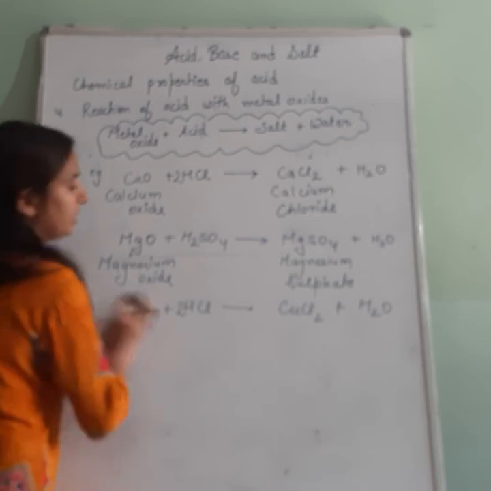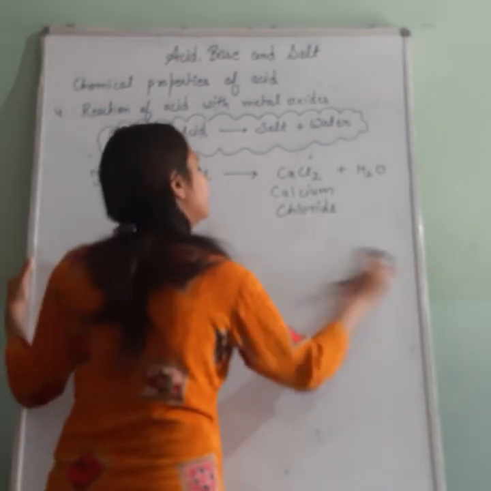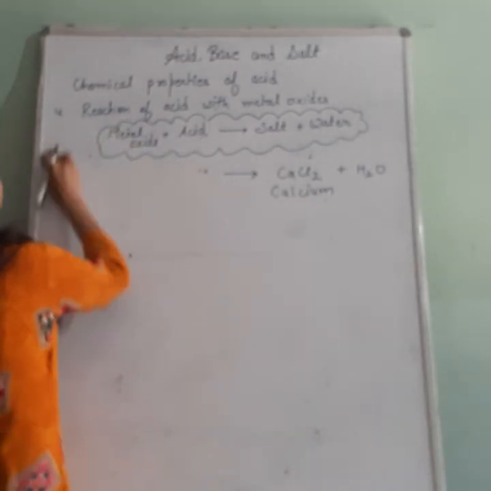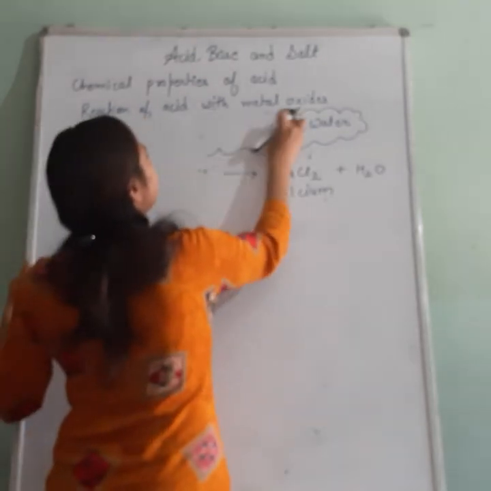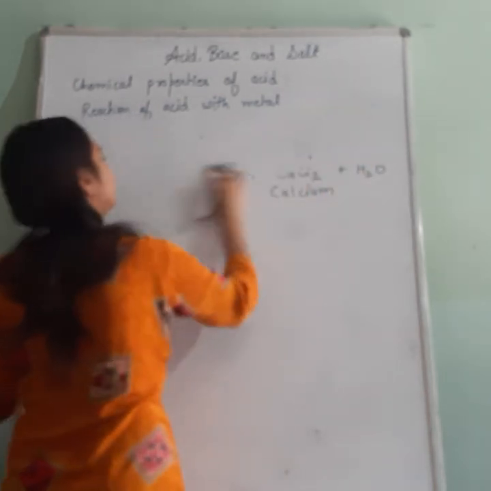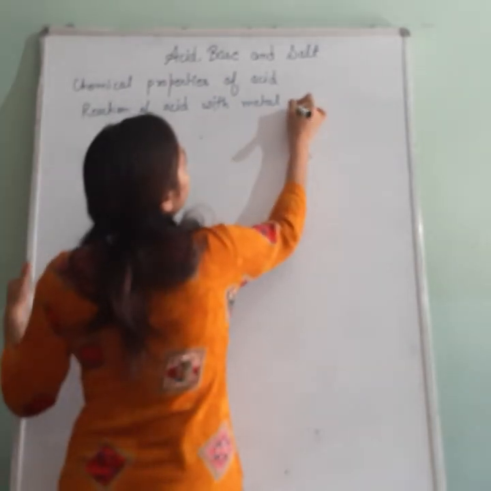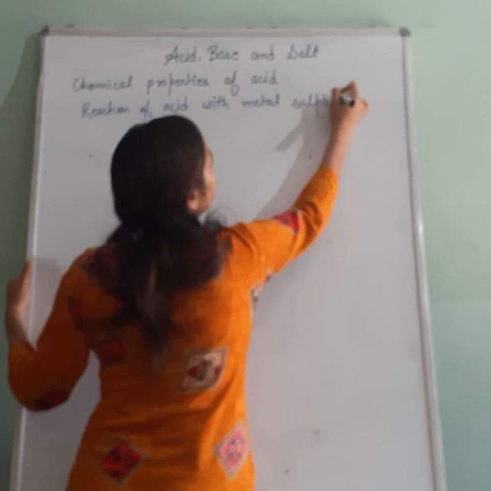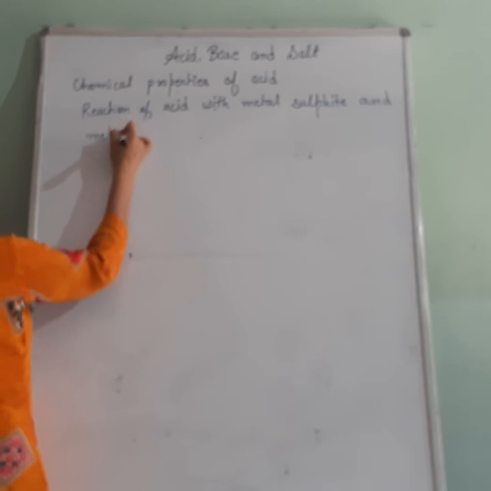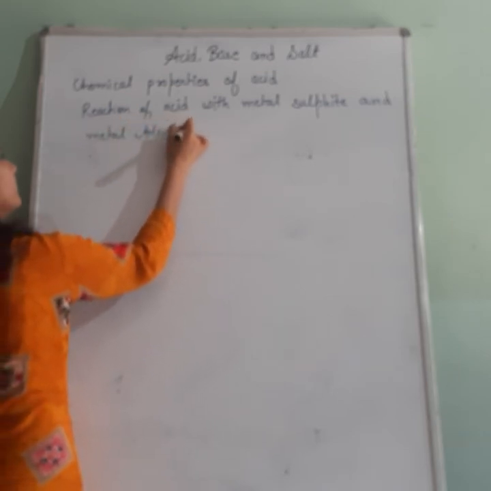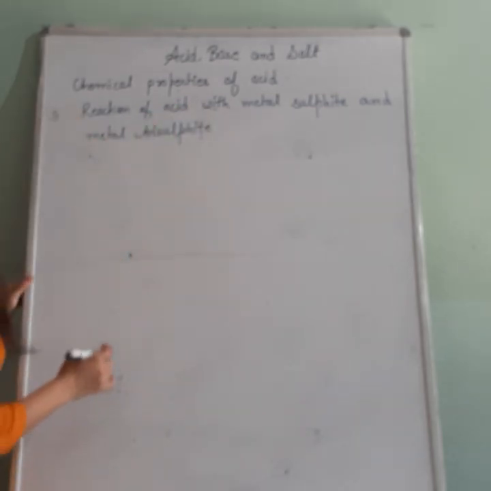Now, the next chemical property of acid is reaction of acid with metal sulfite and metal bisulfite. Next reaction we discuss is the reaction of acids with metal sulfite and metal bisulfite. This one is the 5th chemical property of acid.